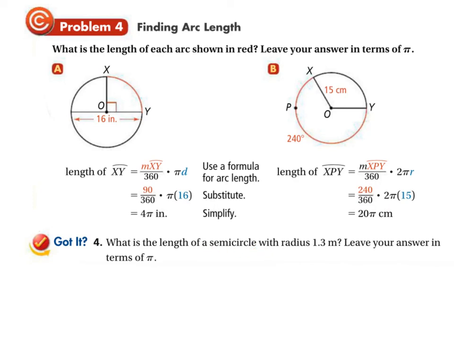Okay. So what's the length of a semicircle? Semicircle with a radius of 1.3 meters. Leave your answer in terms of pi. You're going to pause your video and calculate this, and then unpause it when you have your answer. Pause your video now.